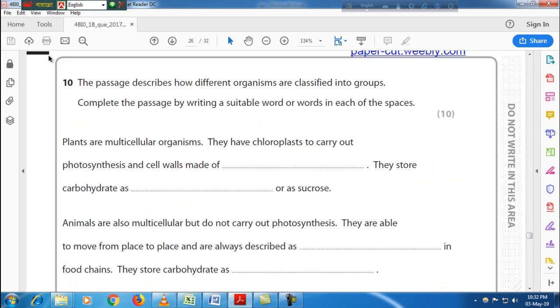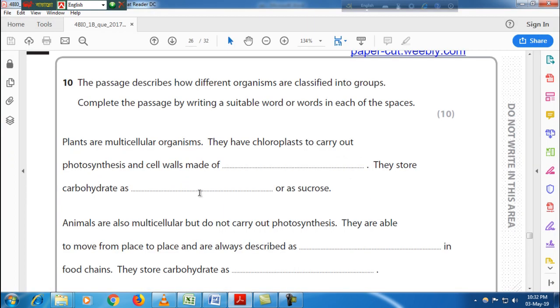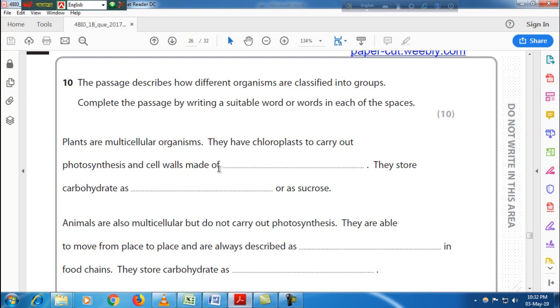The passage describes how different organisms are classified into groups. Complete the passage by writing a suitable word or words in each of the spaces. Plants are multicellular organisms. They have chloroplasts to carry out photosynthesis and cell walls made of cellulose. In plants, they store carbohydrate as starch or as sucrose.